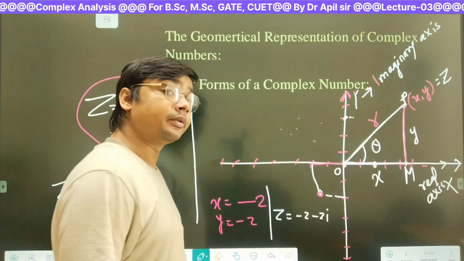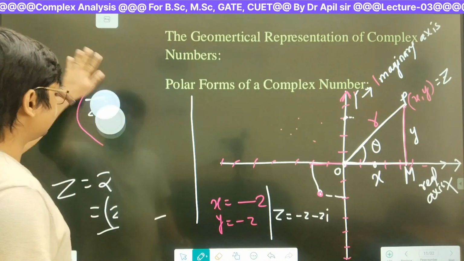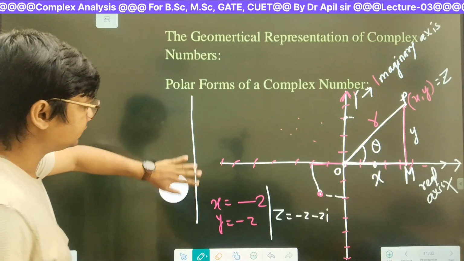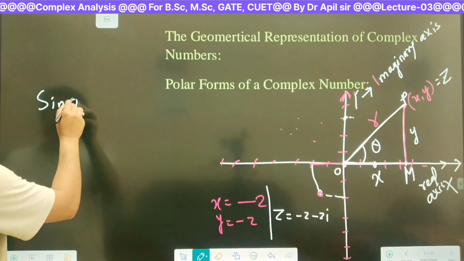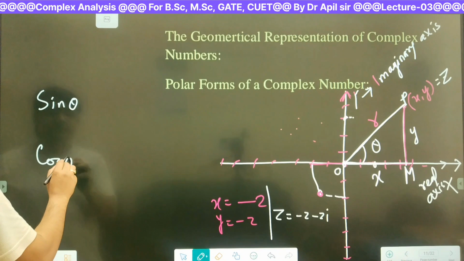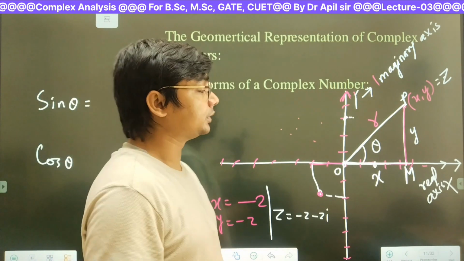This will be a right angle triangle. So from this right angle triangle, we can easily find the sine theta and cos theta, right? What will be sine theta here? Sine theta, you must remember, sine theta is perpendicular by hypotenuse.